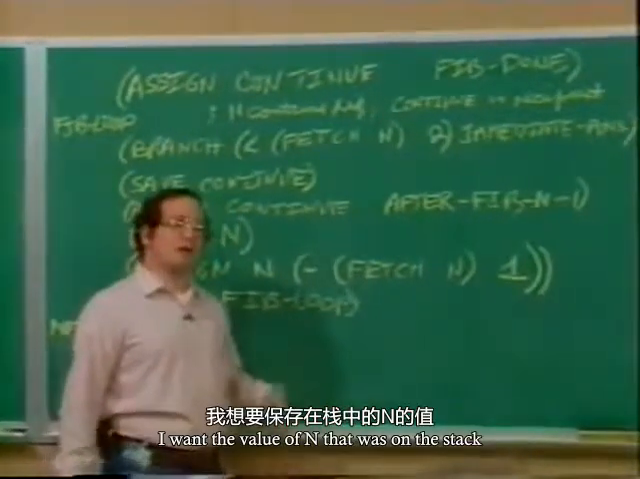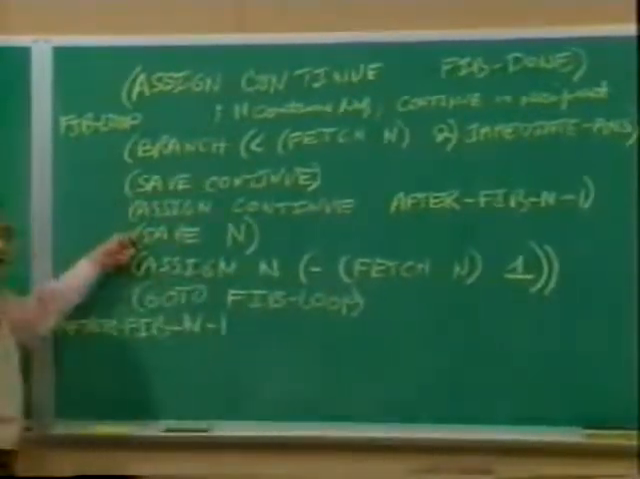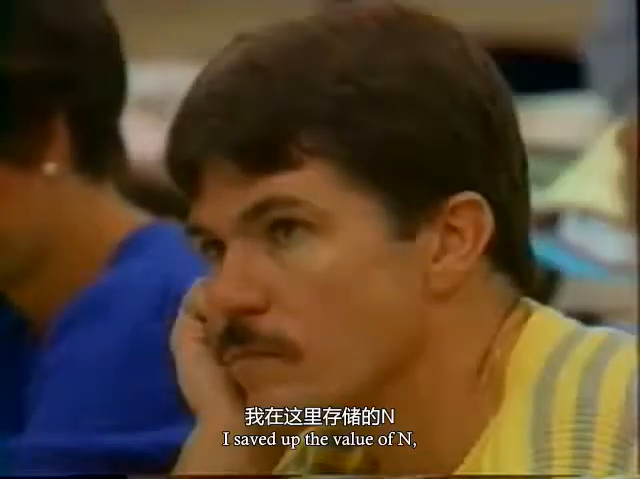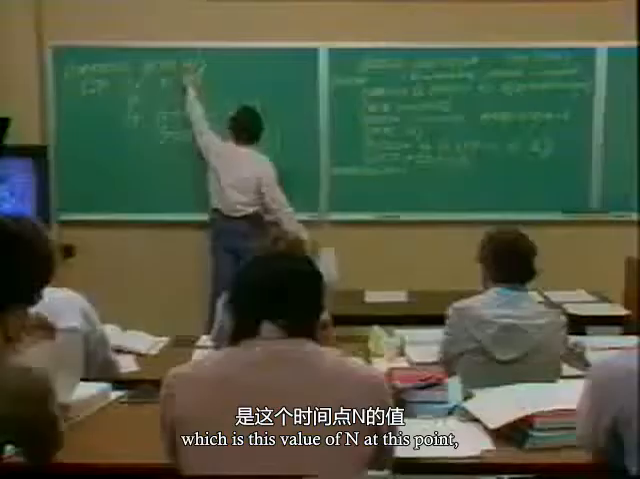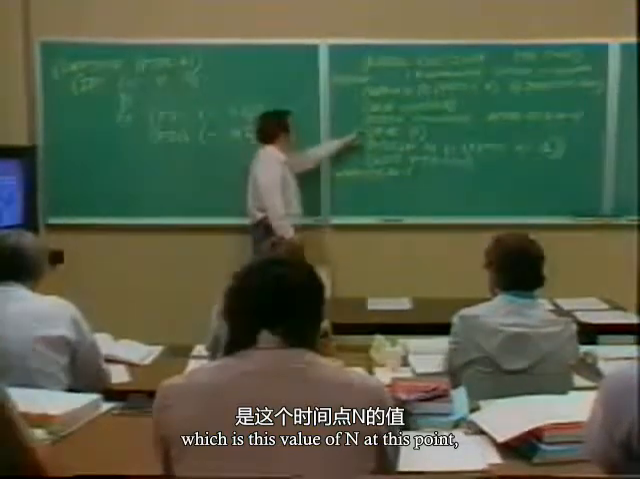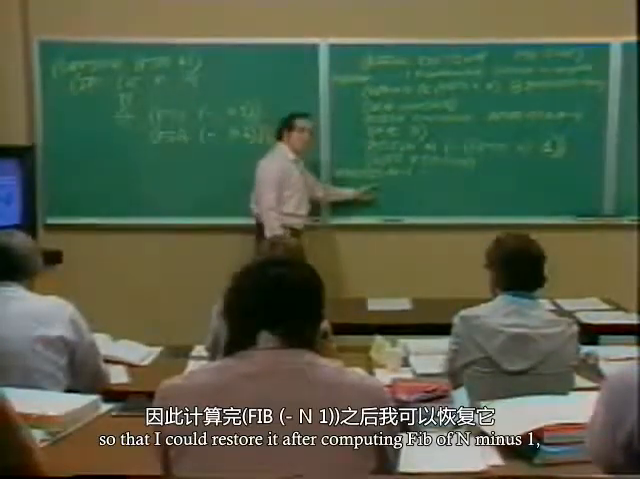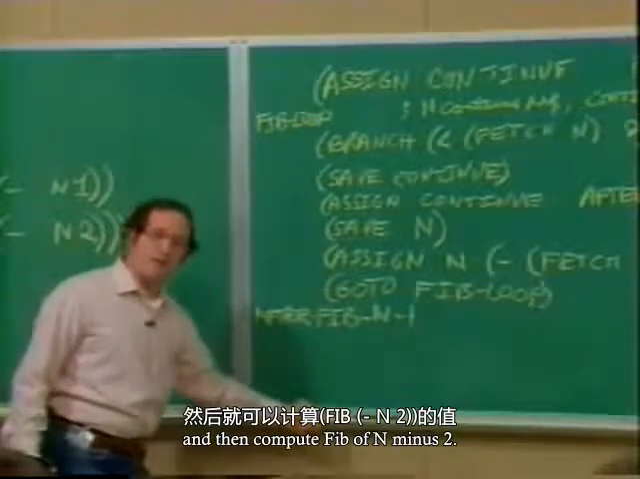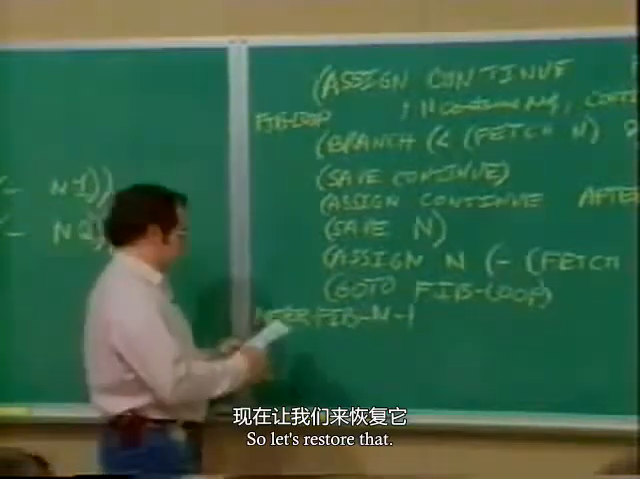I want the value of n that was on the stack that I saved over here so that I could restore it over here. I saved up the value of n, which is this value of n, at this point, so that I could restore it after computing fib of n minus 1, so I could count that down to n minus 2 and then compute fib of n minus 2. So let's restore that.